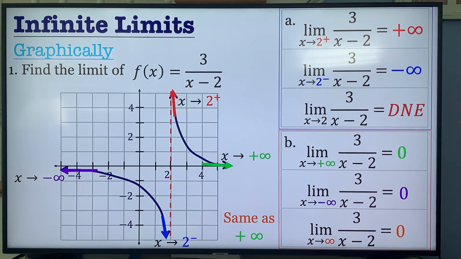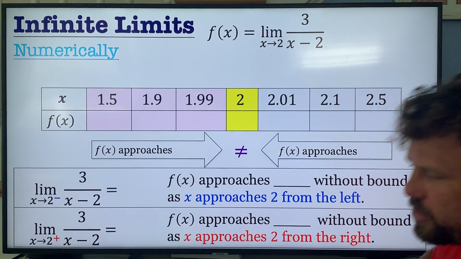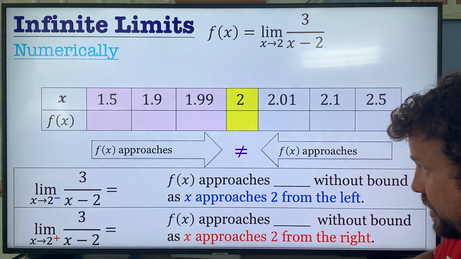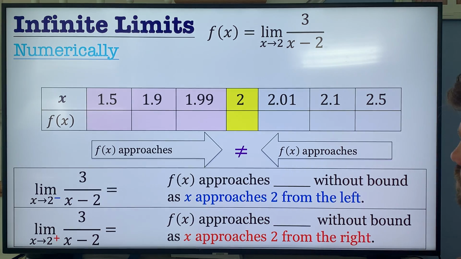Gotcha. All right. Infinite limits. Now, we're going to do this with a table, numerically. So we did it graphically. Now we'll do it tably. Tably? That'll work.